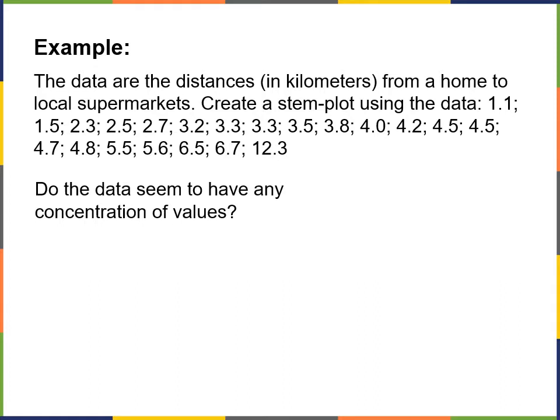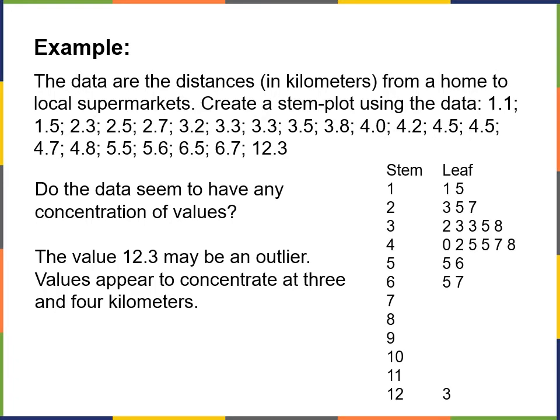Here's another one. If we're looking at distances in kilometers from home to, say, a supermarket. They asked a bunch of students or people, and they found out, let's see what we have here. We have 1.1 kilometers, 1.5 kilometers. It's already in order, and we want to make a stem and leaf graph. Then we want to answer this question: do the data values seem to be concentrated at certain values?